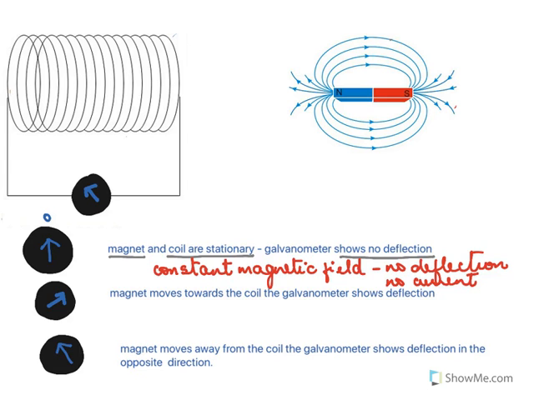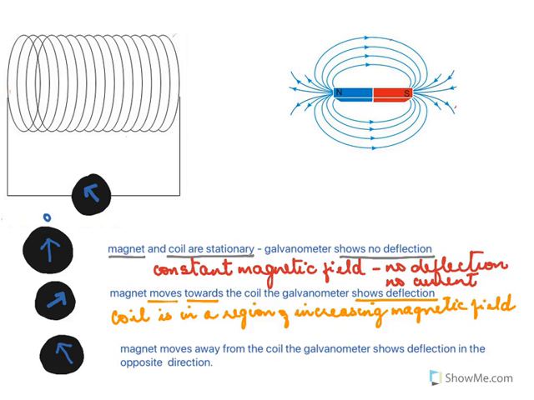So here we can add another point. Here we said, when the magnet moves towards the coil, the galvanometer shows deflection. It's because the coil is in a region of increasing magnetic field. The magnetic field around the coil is increasing, it's changing, hence current is induced.